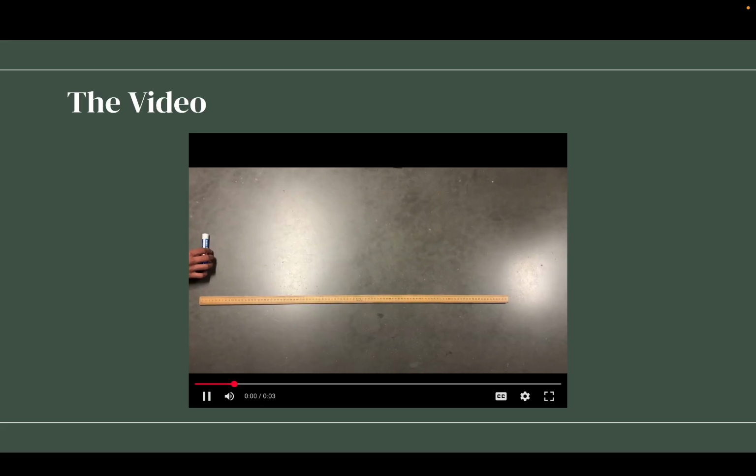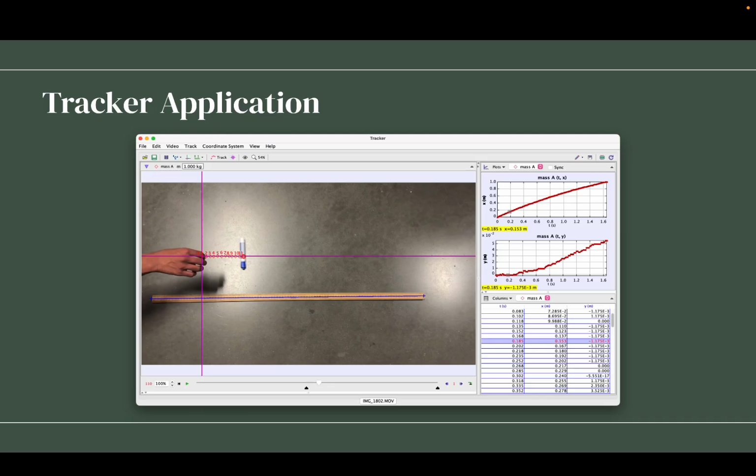This is a video that we recorded of the marker rolling along the meter stick. This is a screenshot of the tracker software that we used to create the position versus time graph. As you can see, the meter stick is being used as a calibration stick, and the purple lines are the axes. The red diamonds following the marker's path are the position points. They were recorded frame by frame as the marker rolled along the video.